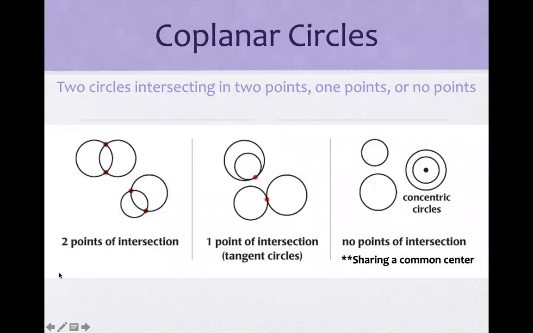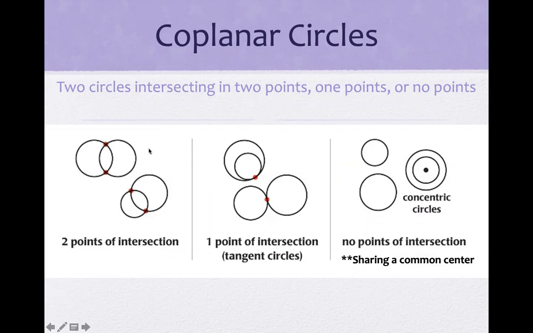All right, coplanar circles. Remember, plane is sharing, like a plane is a surface. So these would be 2 circles maybe on the same surface, okay? So there are 3 variations of coplanar circles. They could intersect twice, once, or never.